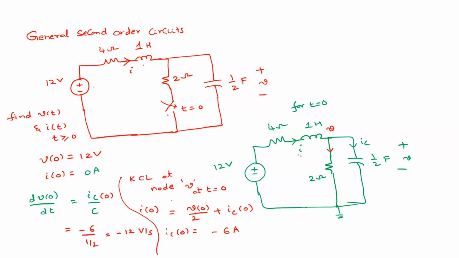Understood? Yes, sir. Okay. Clear? So we found some initial conditions, right? So what is the next step? What is the next step for t greater than or equal to 0?